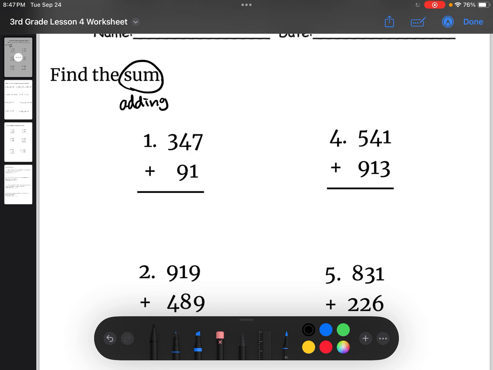So let's take a look at this first question here. First, we want to do 7 plus 1. 7 plus 1, we all know by now, is 8. So we can write 8 on that one. Then, we'll do 9 plus 4. So, let's do 9 plus 4. If we go 9 and then add 4, 10, 11, 12, 13.